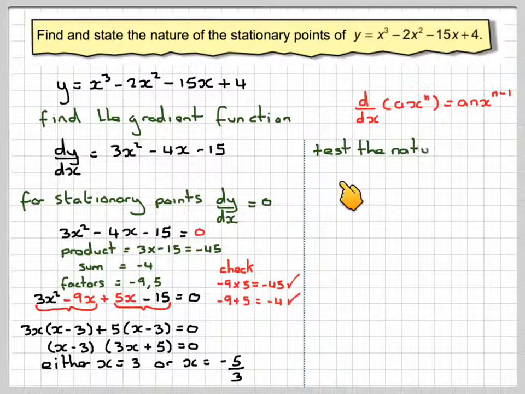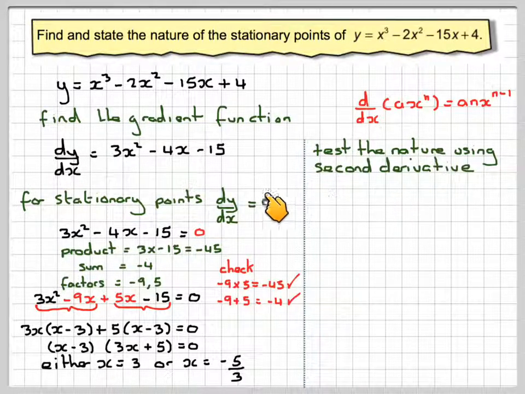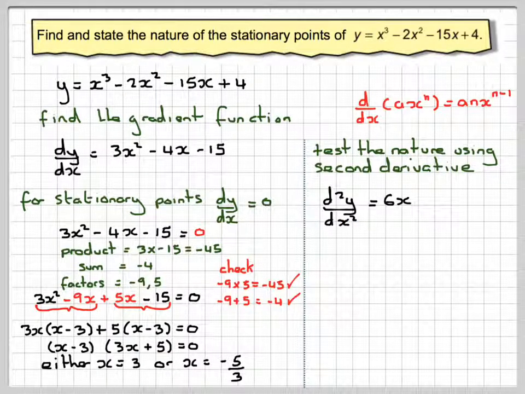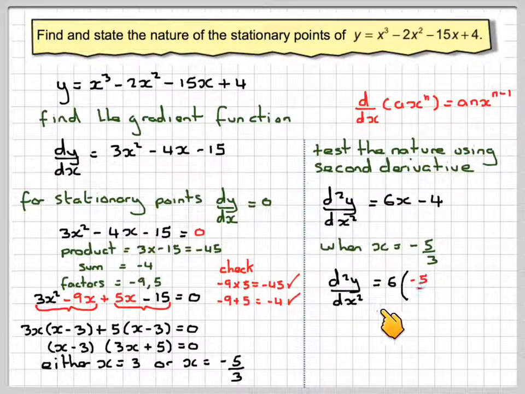To test the nature of the points, you use the second derivative, so you differentiate this again. So it's going to be the second derivative, which we write like this. It's going to be equal to 6x minus 4. So when x is equal to minus 5 over 3, we put that in there, we get 6 times minus 5 over 3 minus 4.